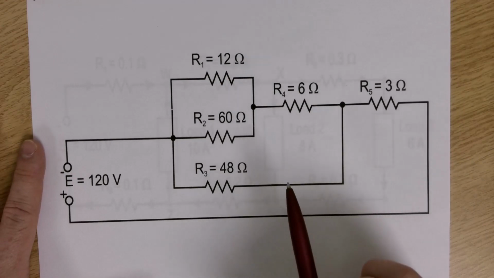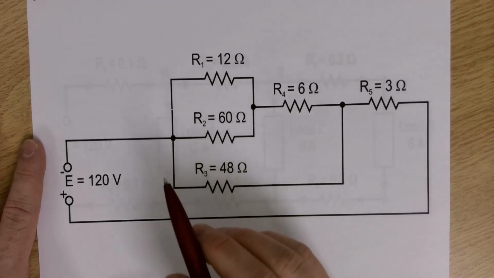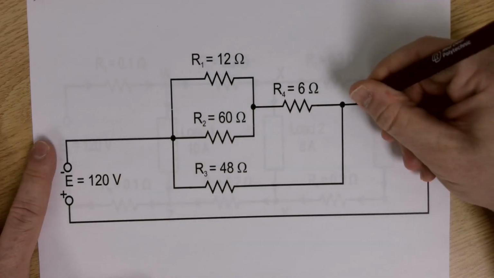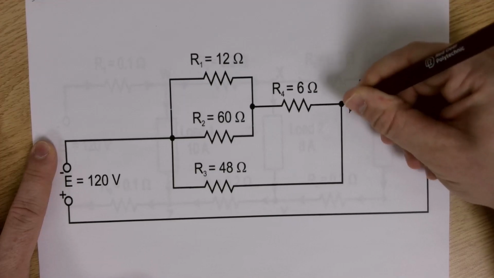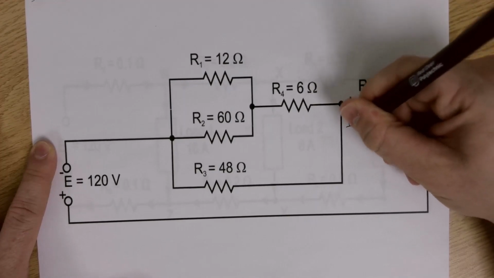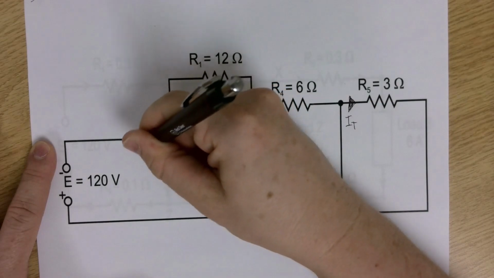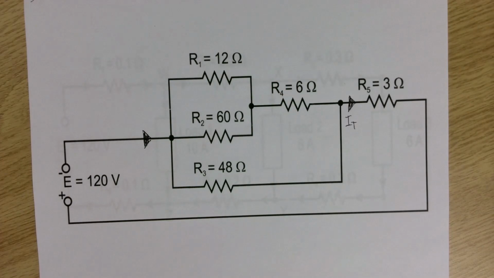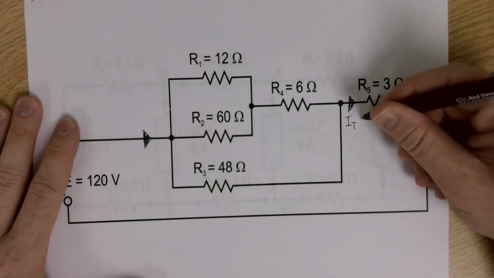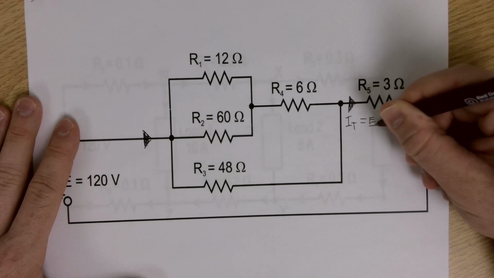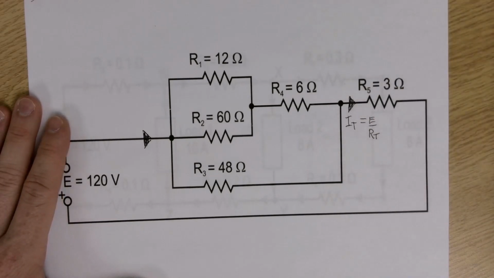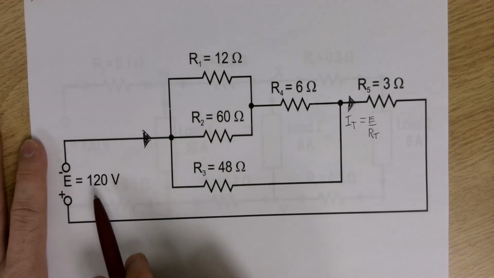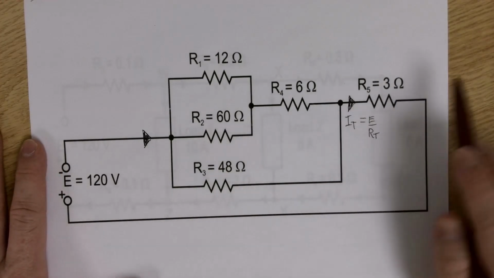What we would do, since the first thing I notice is there's no current values, but I know that current here would be I total, same as the current here would be my I total. Great. And I total equals E over RT. So I could not just use 120 volts divided by 3, because that would be E over R5.